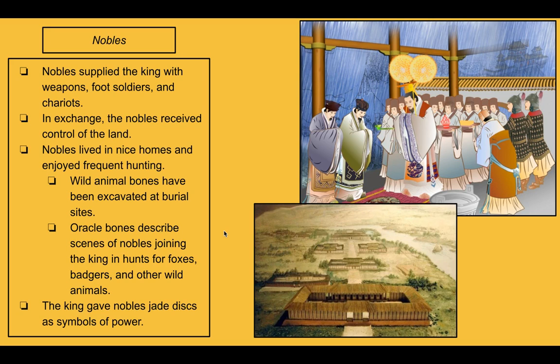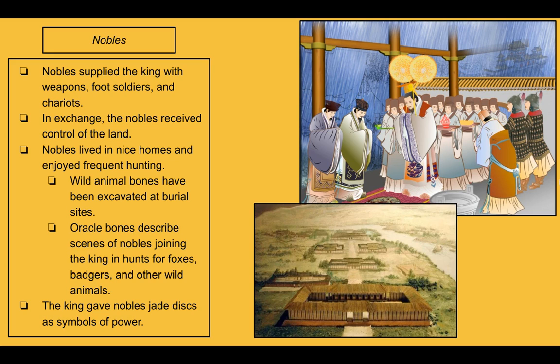So we got the nobles right underneath the king. The nobles supplied the king with weapons, foot soldiers, and chariots, right? So they got the king the materials he needed for war. And in exchange, the nobles received control of the land. I don't know if this is exactly what it would have looked like, but found a picture.